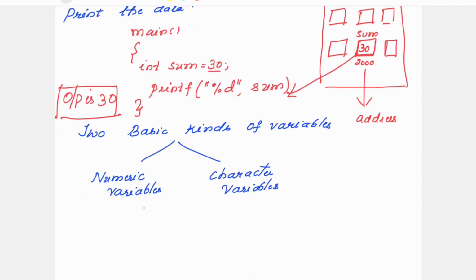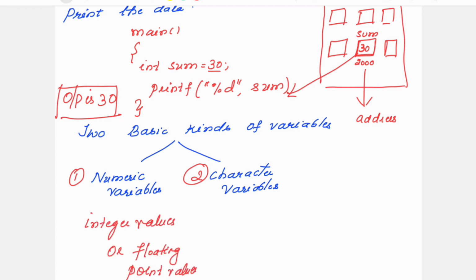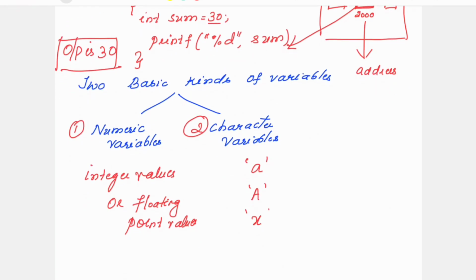Now we have two basic kinds of variables. One is the numeric variables and the other kind is the character variable. Numeric variables can be used to store either integer values or floating point values, whereas character variables are just a single character enclosed within a single quote. This is a character variable, this is a character variable, fine. This is a character variable. Even special symbols are used as character variables, star. So any one single character that gets enclosed in a single quote becomes a character variable.